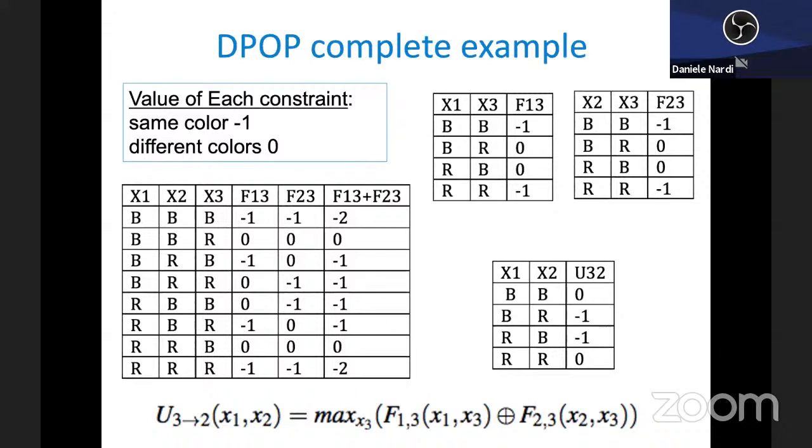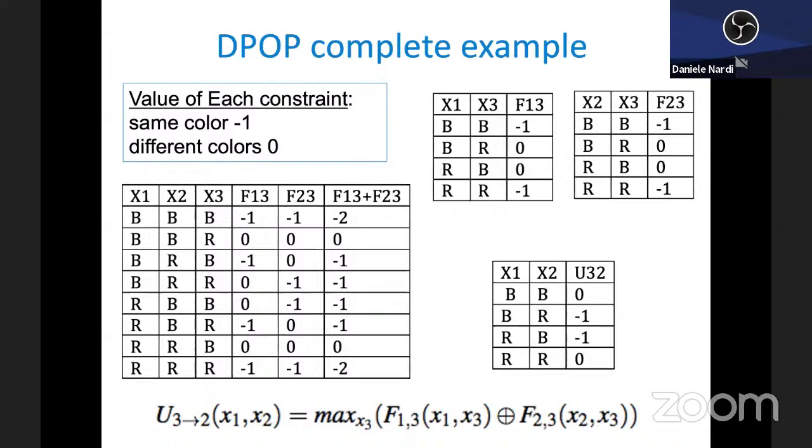So the first line is going to be the pair of values blue and blue for x1 and x2, and the pair of values blue and blue for x2 and x3. And as you see, the table reports the values of these 2 functions and their sum, which in this case is -2 because they're both conflicting. They don't have to be the same color. And this shows a total cost. This particular assignment will show a total cost of -2, okay?